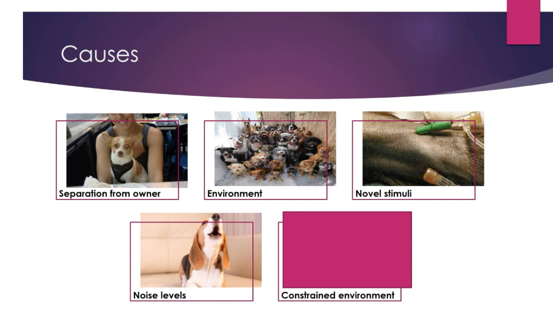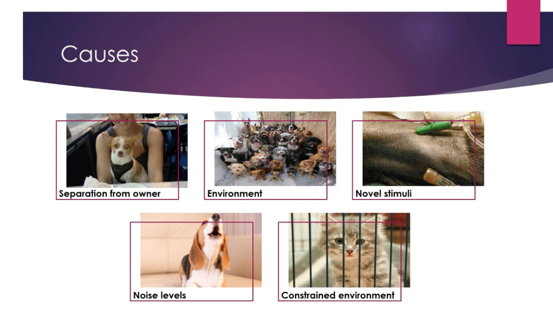Our noise levels. Noise levels are huge in animals. They hear a lot more than we do. And for us, what's a normal volume can be super loud to them. And then we put them in a constrained environment. We have to have them in cages.